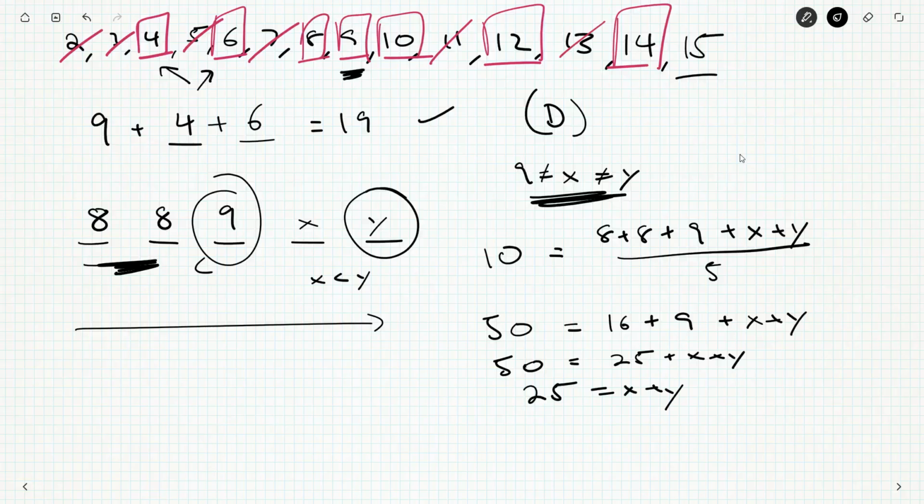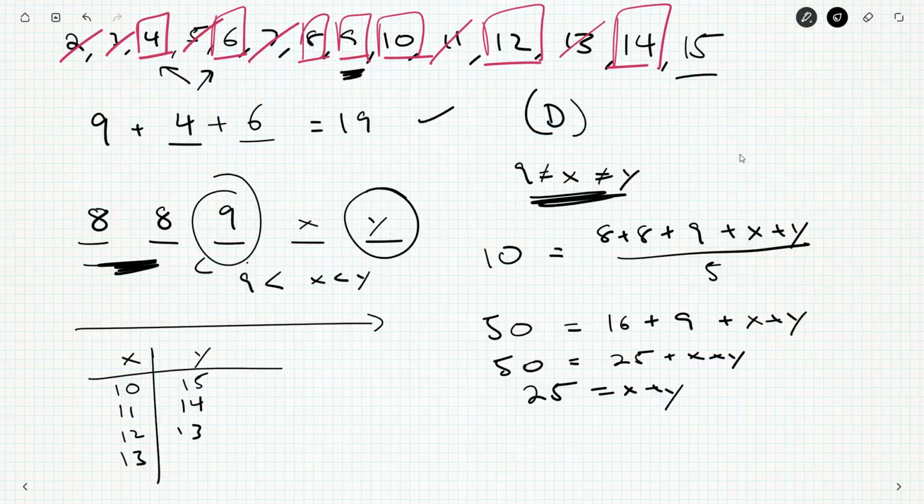Okay, now there's a bunch of possibilities. But which ones have X less than Y, and which ones also have X greater than 9, because X can't be 9, and we know it's got to be bigger than 9. So what could we have for X and Y? Well, we can't have 9, but we could have X as 10. Then we get Y as 15. Remember, these have to be positive integers. We could have 11, but that would make Y 14, 12, 13. As soon as X is 13, Y would have to be 12, and that just doesn't work. But all these add up to 25.